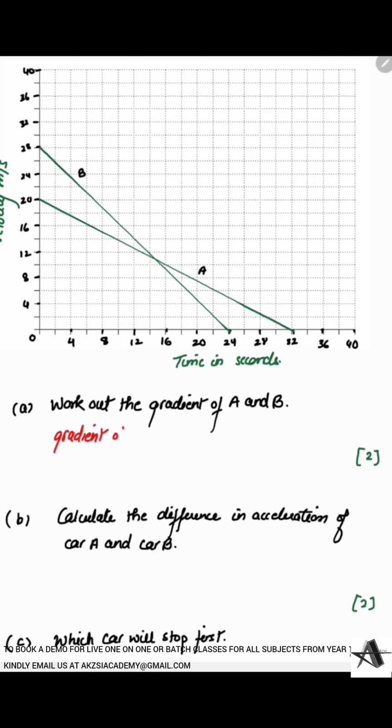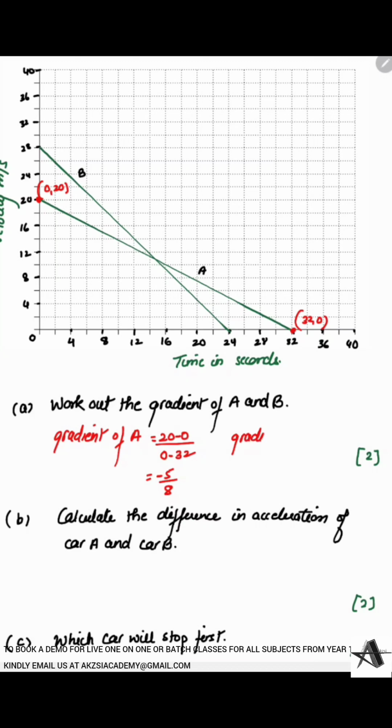Gradient of A. A is this line. The 2 points I'm taking, obviously the endpoints, would be 0, 20, and this would be 32, 0. So change in y, 20 minus 0, over change in x, 0 minus 32. So 20 over negative 32. If we cancel by 4, I'll get negative 5 over 8.